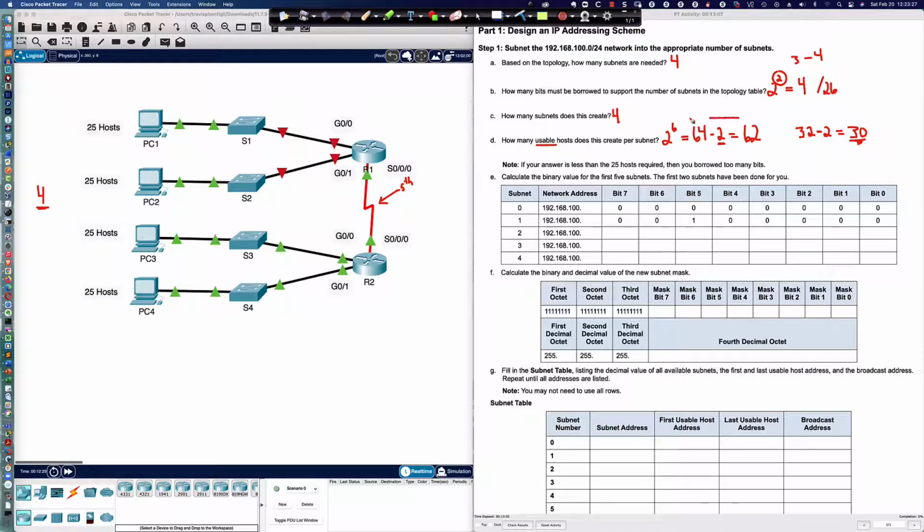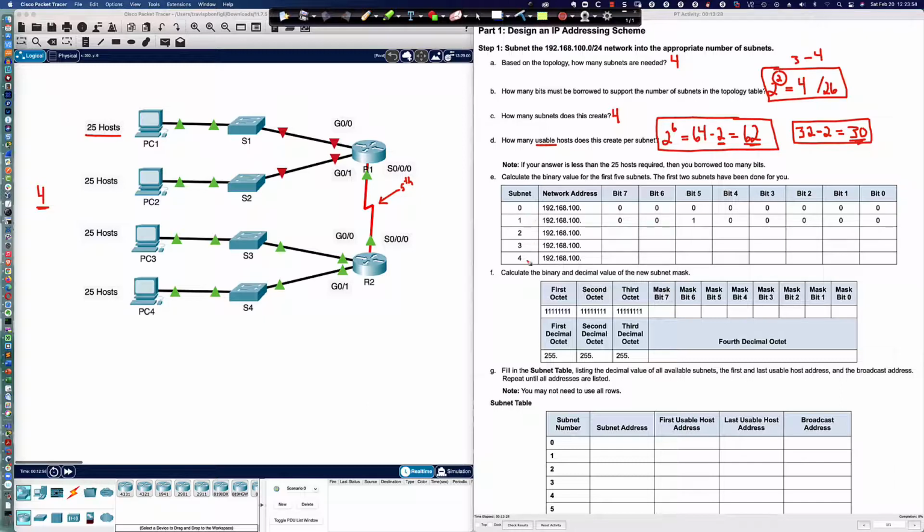So now we're kind of in a scenario here where they're asking how many bits I would have to borrow to meet the number of subnets, which leaves me with 62 usable IPs in each subnet. But we only have 25 hosts. And again, this raises the question, would this not be more manageable?